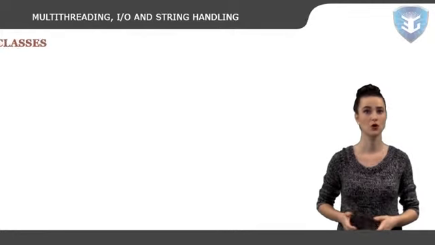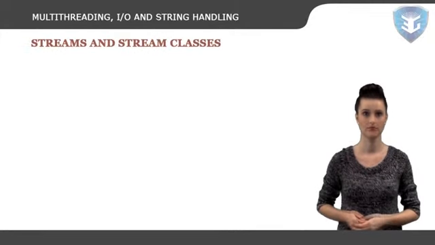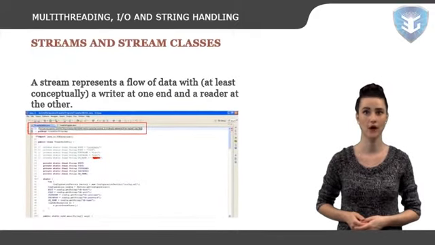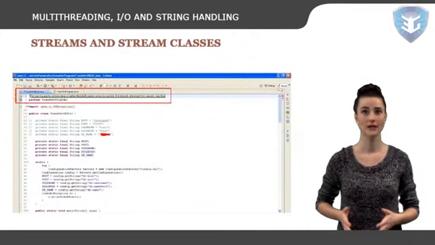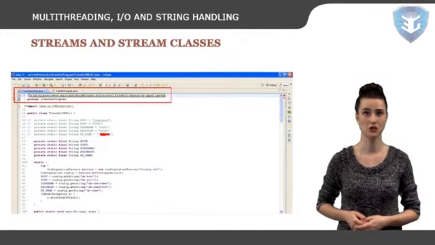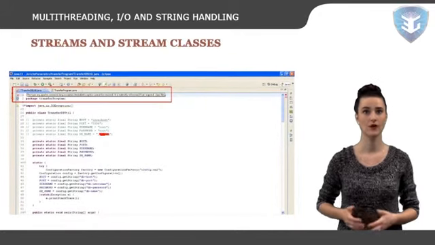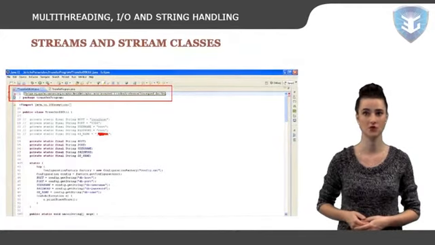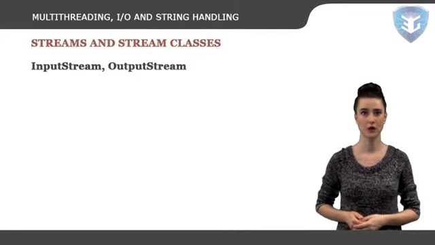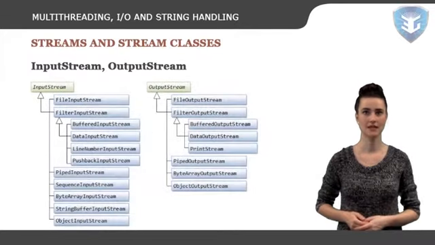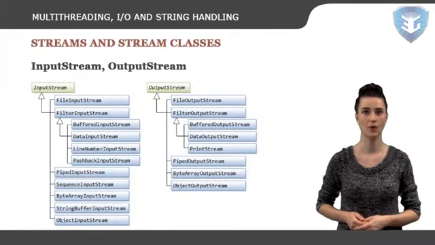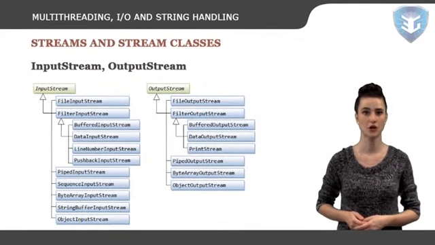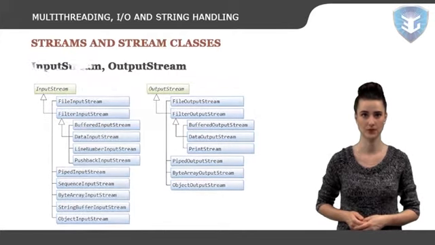Let's know about streams and stream classes. A stream represents a flow of data with, at least conceptually, a writer at one end and a reader at the other. When working with the java.io package to perform terminal input and output, reading or writing files, or communicating through sockets in Java, one uses various types of streams. Input stream, output stream: abstract classes that define the basic functionality for reading or writing an unstructured sequence of bytes. All other byte streams in Java are built on top of the basic input stream and output stream.